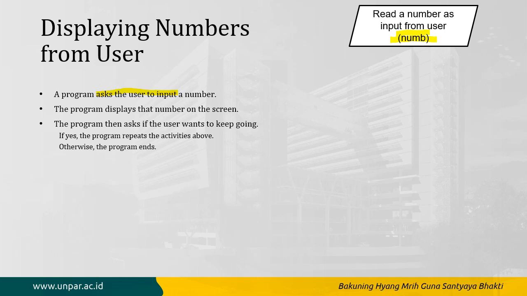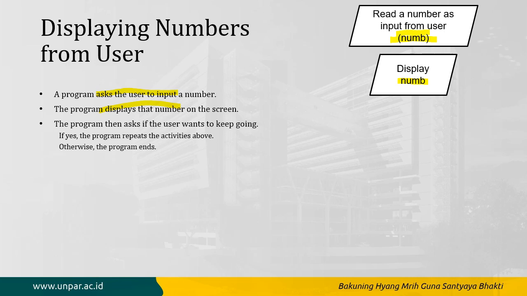Okay. And then here it says the program displays that number on the screen. So we draw another parallelogram saying that we're going to display num. So this is the same variable, okay? The same variable that I've previously used to represent the number that the user inputs to the program.